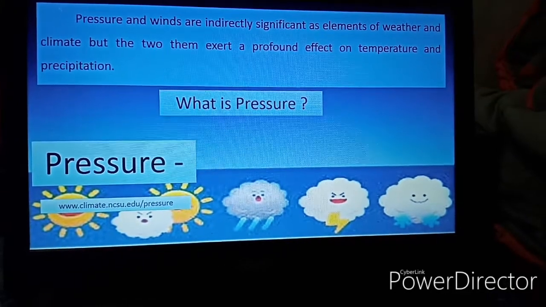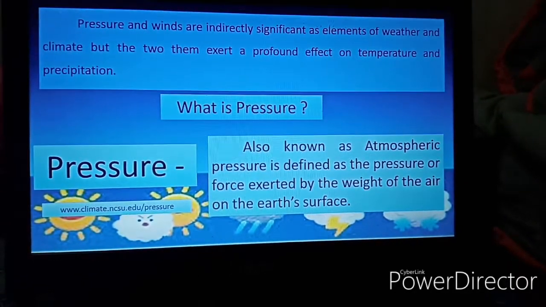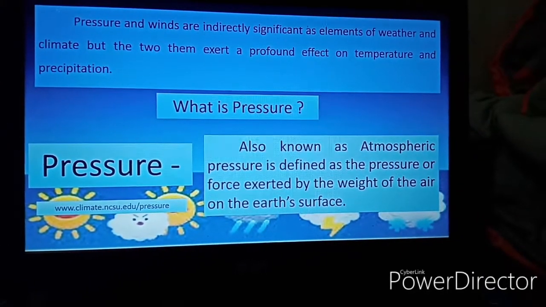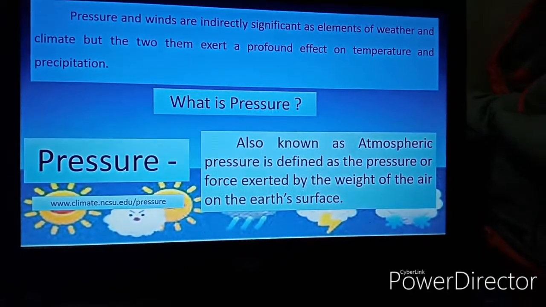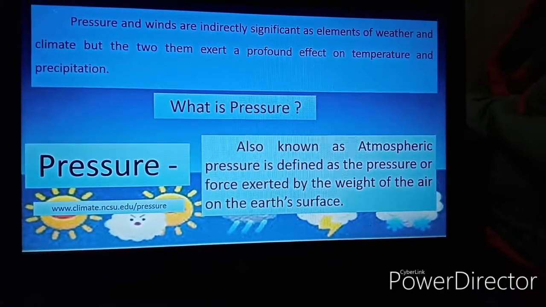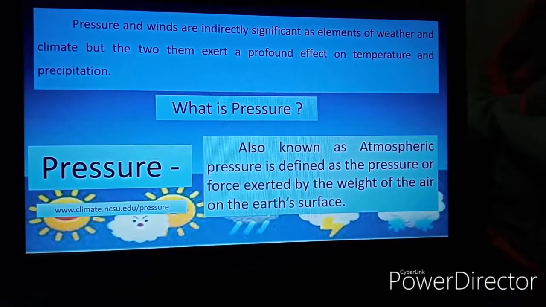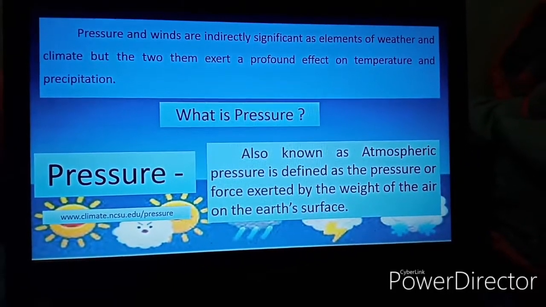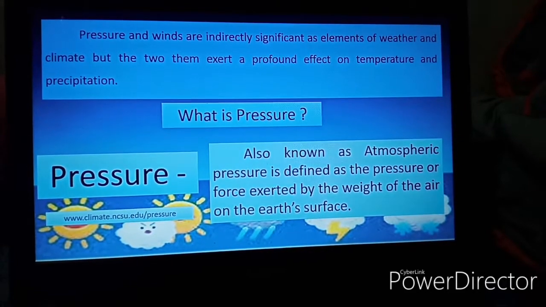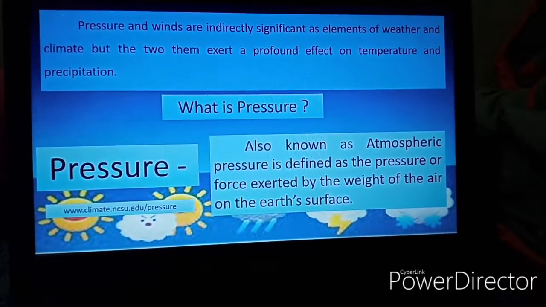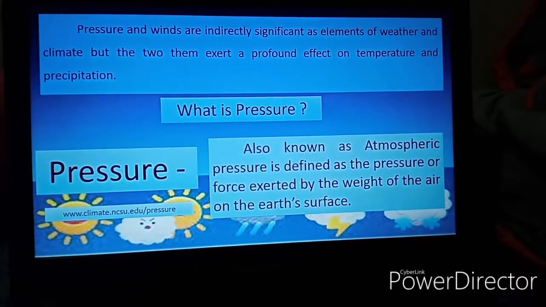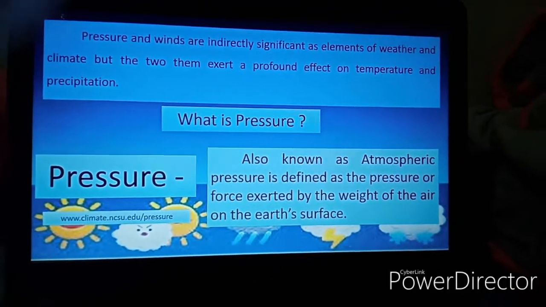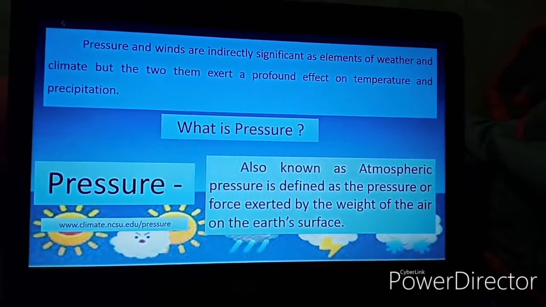So again, air pressure is also known as atmospheric pressure. It is defined as the pressure or force exerted by the weight of the air on the earth's surface. Meaning to say, it is the weight being exerted by the atmosphere. Those different layers of the atmosphere are very important for having this pressure, and we need to study them in order to understand what pressure is all about.